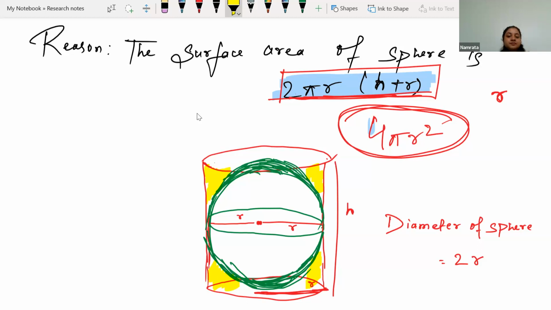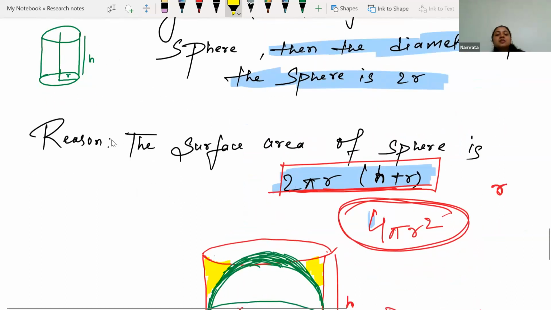Getting it? And we are not even talking about the surface area over here, because if you are dropping something into another thing, that means you are using the volume of that portion. So the second statement, the reason that the surface area of the sphere is this one, is not correct. Any doubt over here? Anyone? No, ma'am. It's clear. Okay, let's move to the next question.